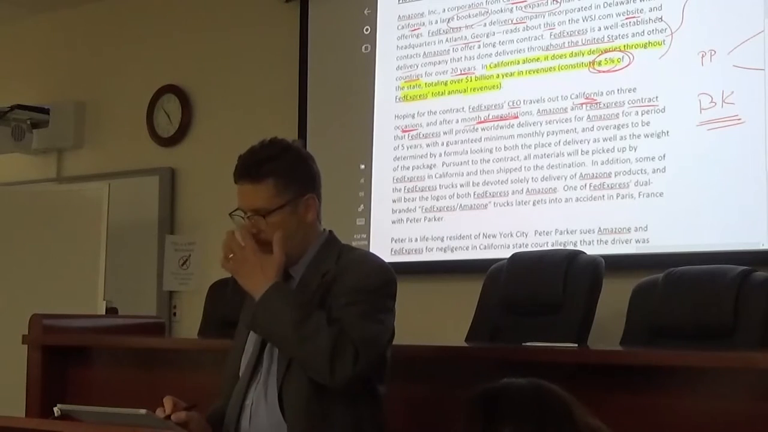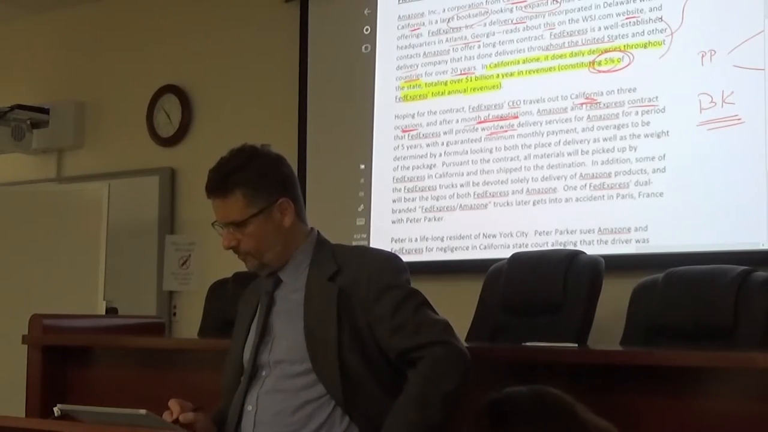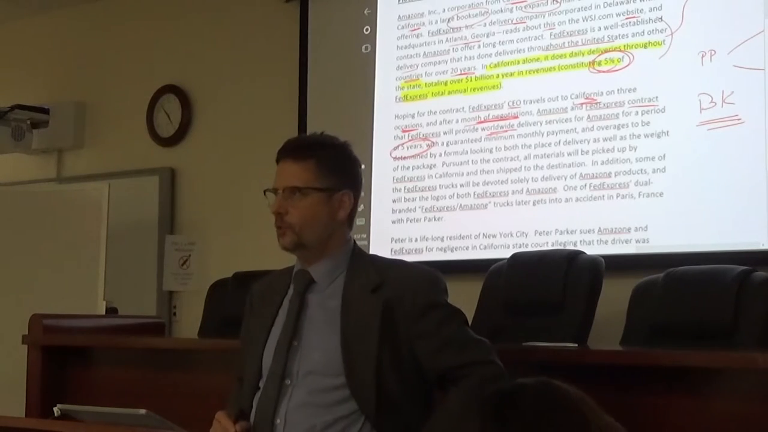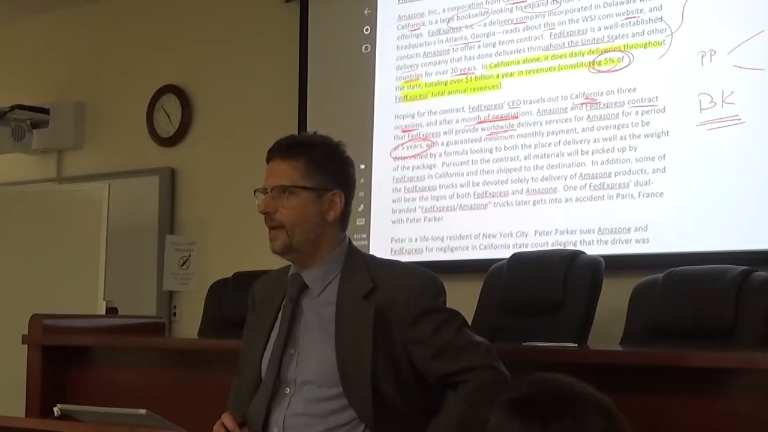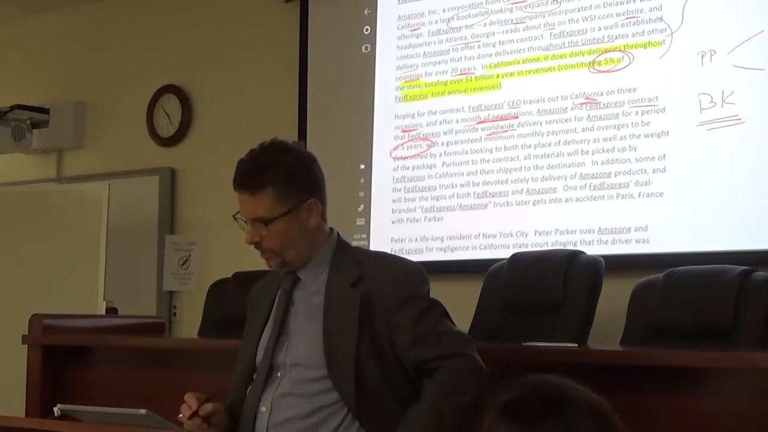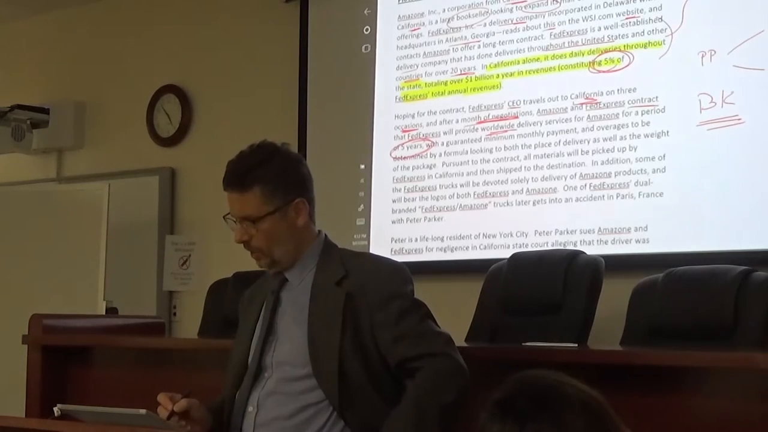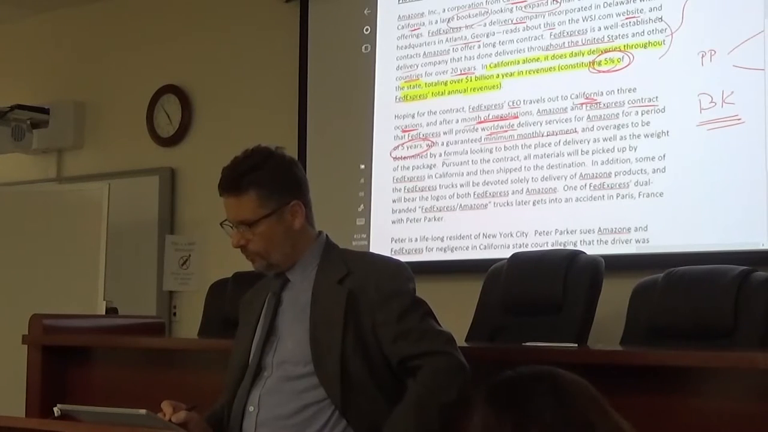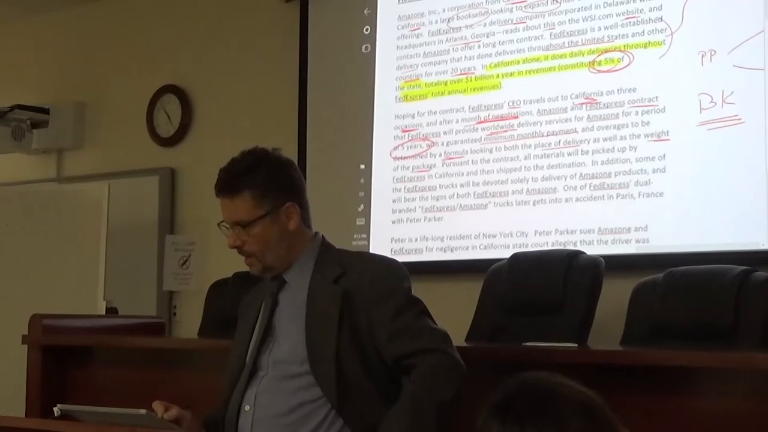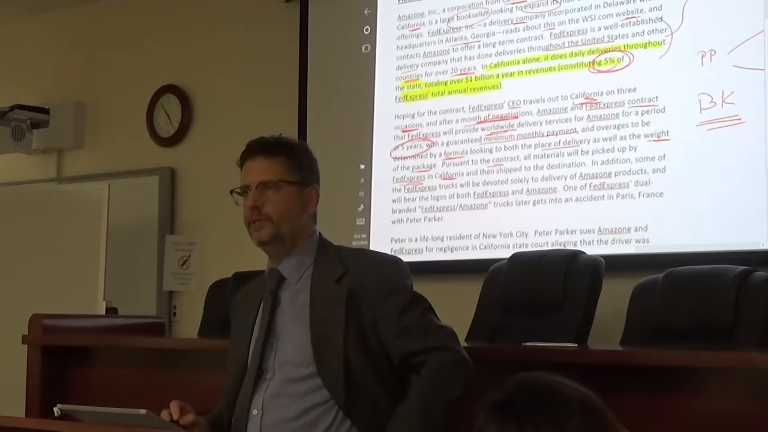There's a contract. Fed Express will provide worldwide delivery services for Amazon for 5 years. Again, does this remind us of Burger King? Yeah, right? Not as long term as Burger King, but 5 years is still a pretty significant contract. And it's worldwide delivery services for Amazon. Guaranteed monthly minimum payment, overages under a formula, looking at the place of delivery and the weight. Under the contract, all materials will be picked up by Fed Express in California and then shipped.